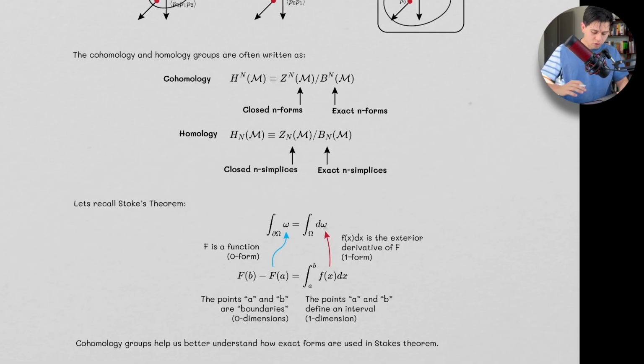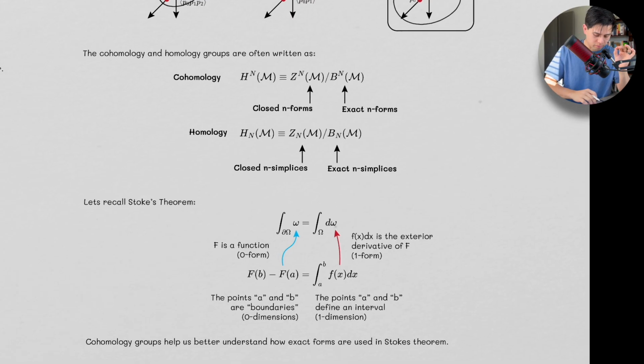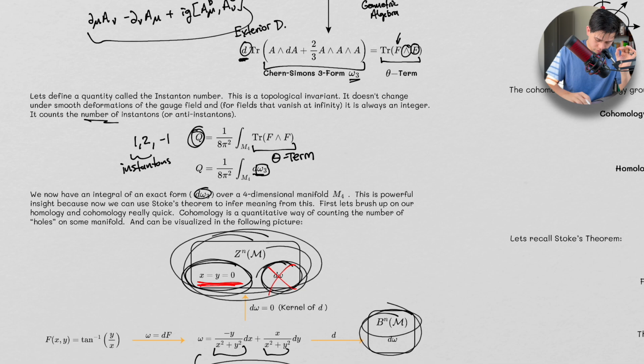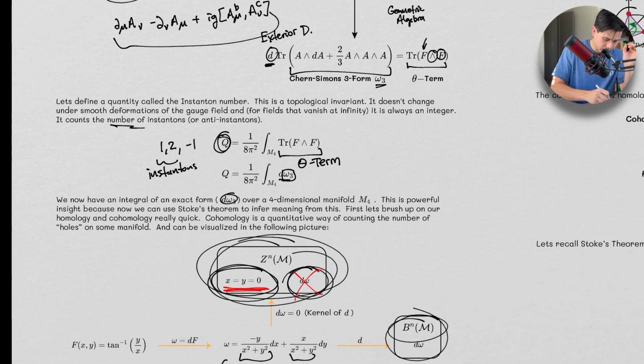So, okay. The point here that I want to get across is that we are looking at an exact form when we're dealing with the Chern-Simons 3-form, right? So that's this thing right here. Okay.